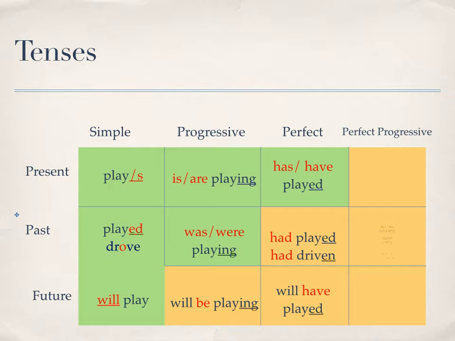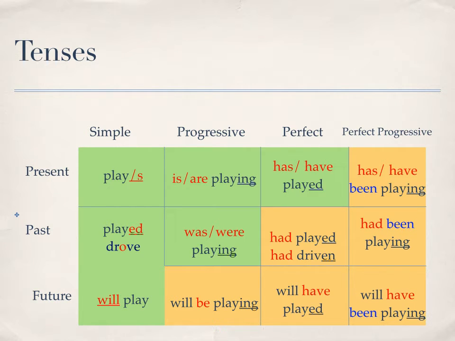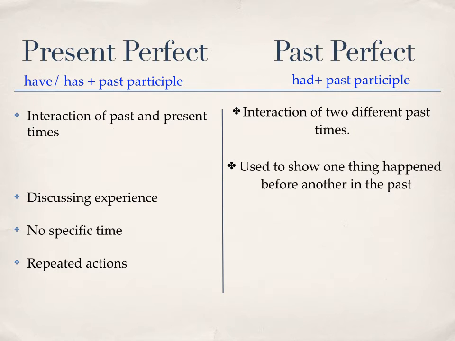And the perfect progressive is a mix of the two. So we have have or has, which indicates a perfect, and then be plus the ing. So they are our 12 tenses in English, and we'll be focusing on perfect tenses this time. So we need that have helping verb. Okay, when to use them?